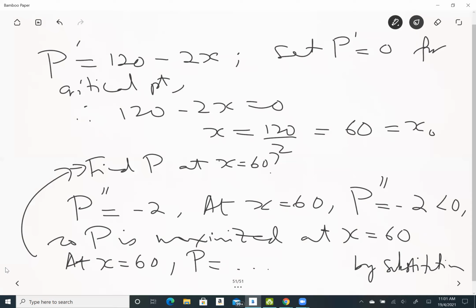Okay. So that question did not give you the maximum revenue. So can you determine the maximum revenue? So that's good, you know. They didn't finish up with the maximum revenue. So we need to find. So you substitute x equal to 60 into the revenue function. Okay, what do you get?